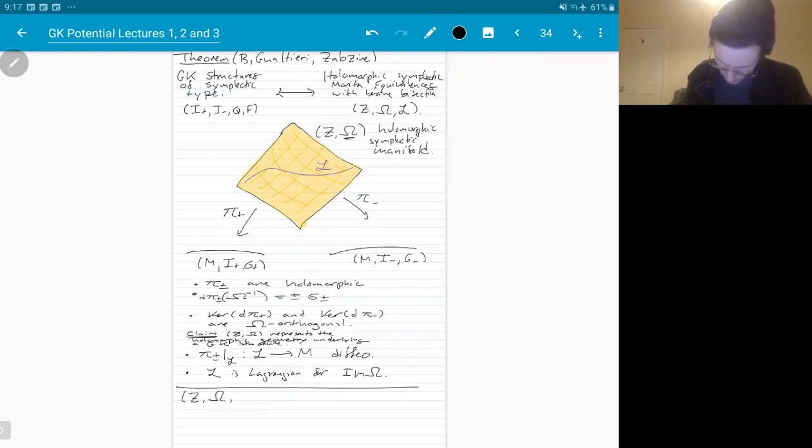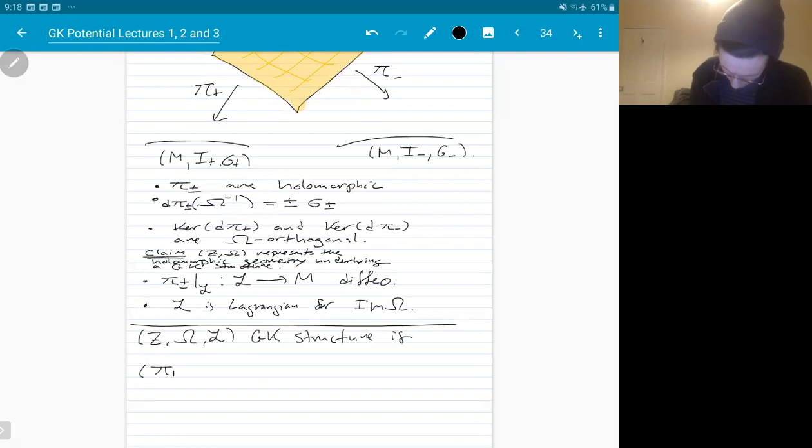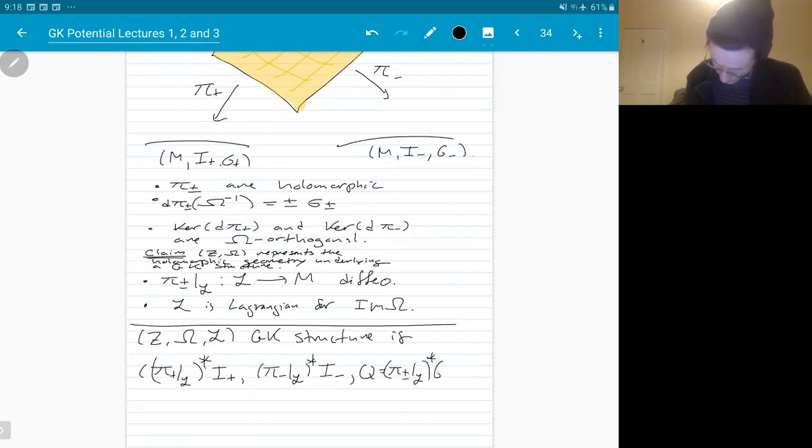And the way that the correspondence goes, let me just say one direction of the correspondence. Given this structure here, we want to produce a generalized Kähler structure, and we can actually just put it on L. So the GK structure is going to be: we want to take pi plus restricted to L and pull back I plus, pi minus restricted to L, pull back I minus. Q will be the pullback, with either plus or minus, of the imaginary part of sigma plus or minus. And finally, F will be the restriction, or the pullback, of omega to L.